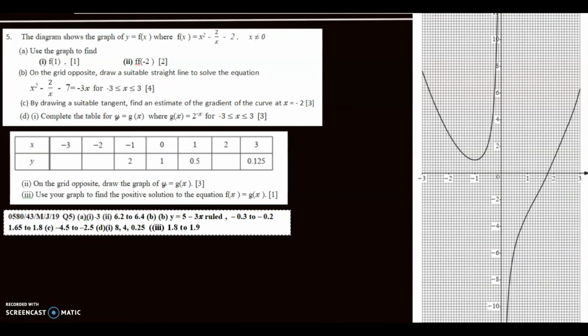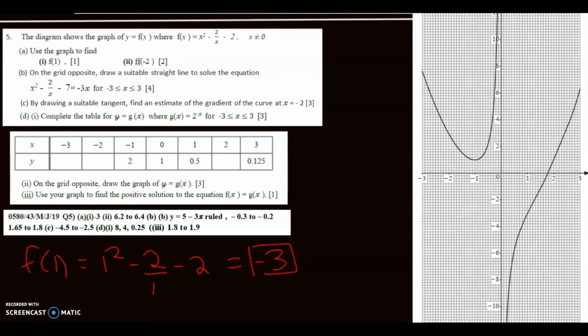Okay, the next question is a bit related to the topic functions, but it's merged with this current topic, so we'll do that. The diagram shows the graph of y equals f(x), where f(x) equals x square minus 2 upon x minus 2. Use the graph to find f(1). So simply for f(1), all we need to do is in f(x), instead of x, substitute 1. So we get 1 square minus 2 upon 1 minus 2, which should give us minus 3. This is the answer for f(1).